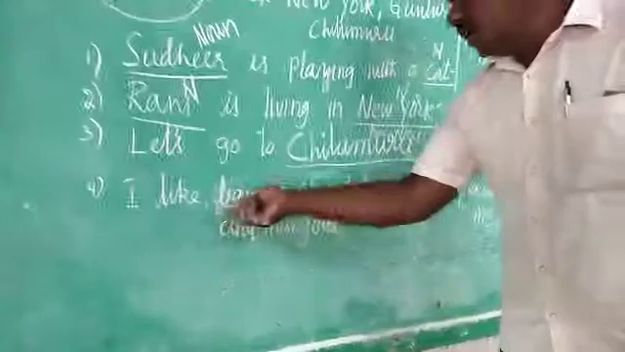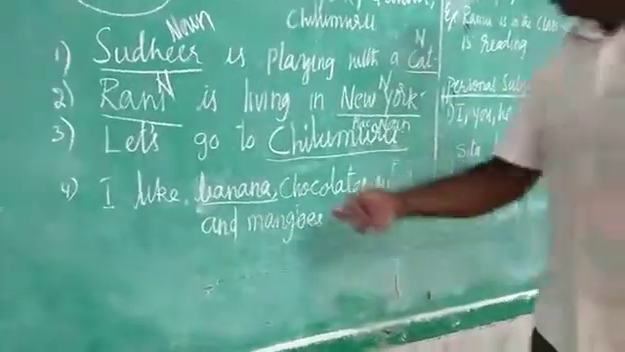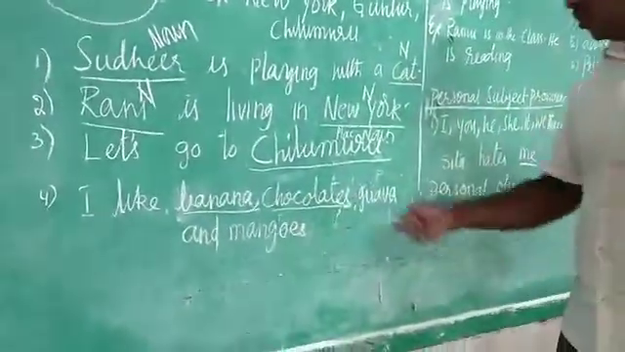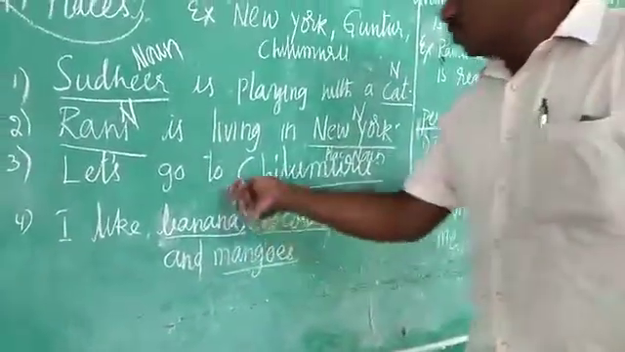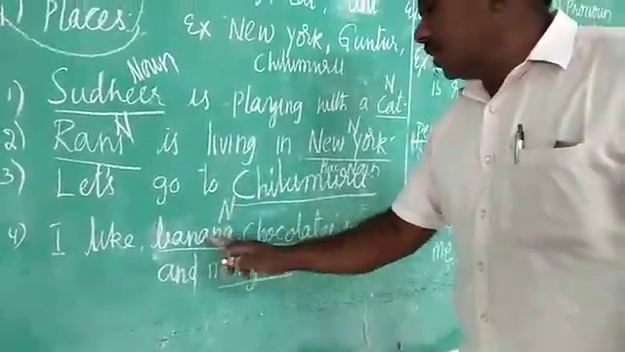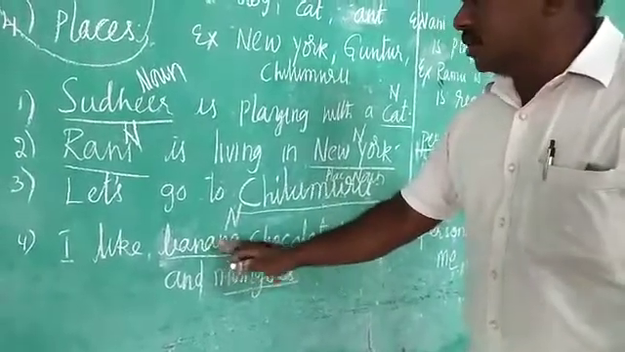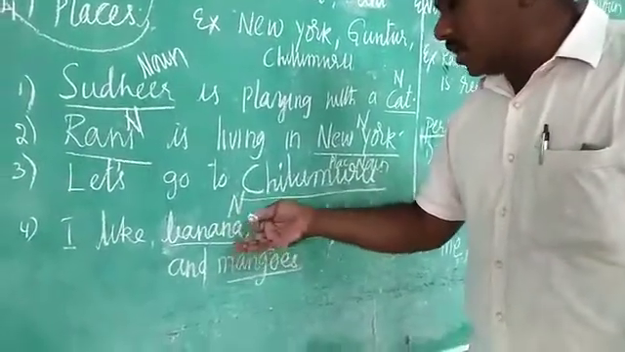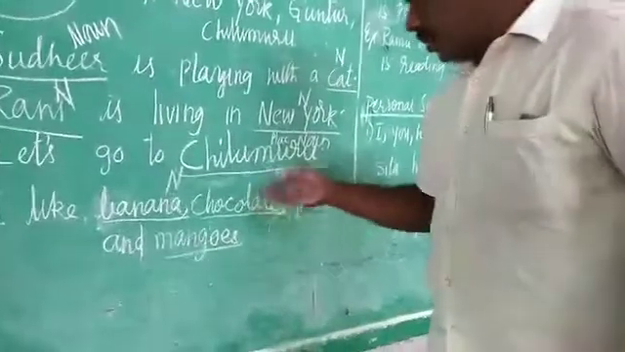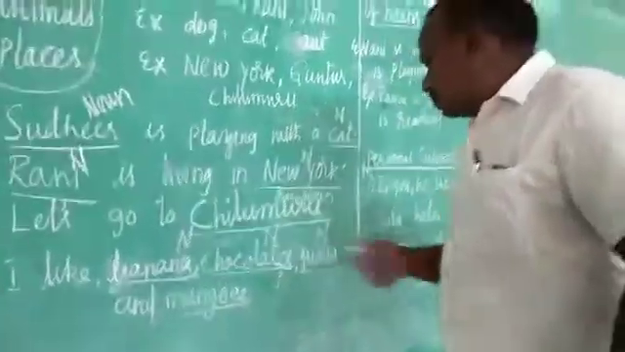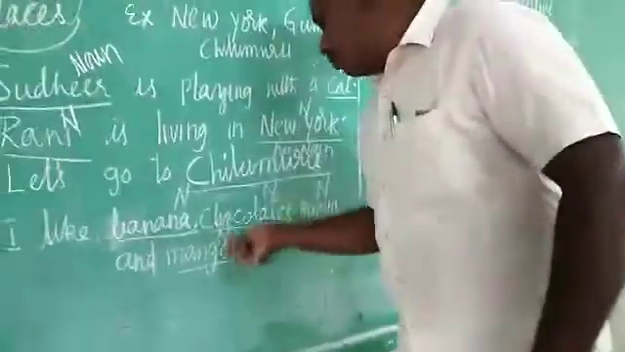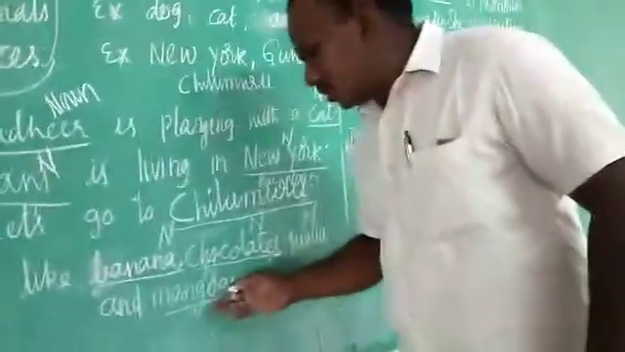Banana. It's a noun. Chocolate. It is a noun. Guava. It is a noun. Mangoes. It is a noun. So all these are nouns. Banana is a fruit. You are giving a name to that banana. Chocolates, you are giving a name to it. It is a noun. Guava is a fruit. It comes under noun. Mangoes, it is a fruit. You are giving a name to it. It is called a noun.